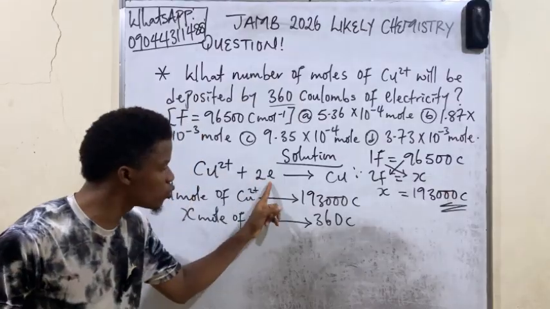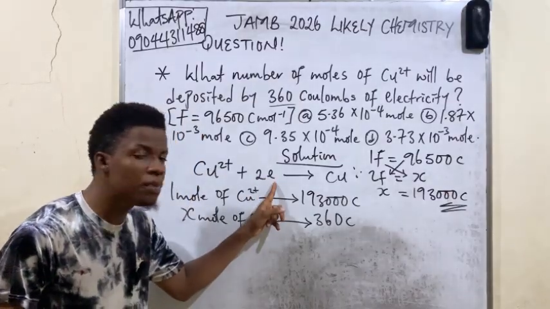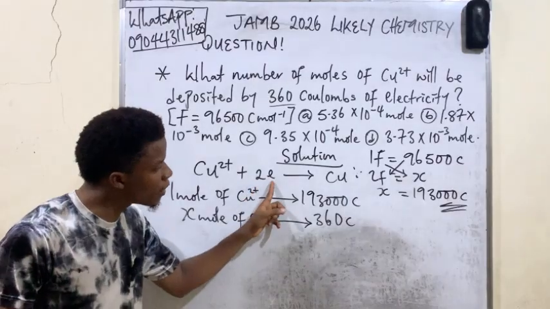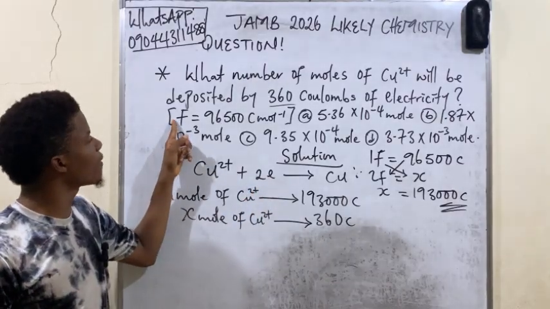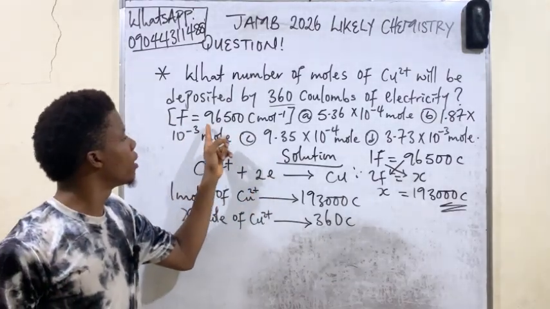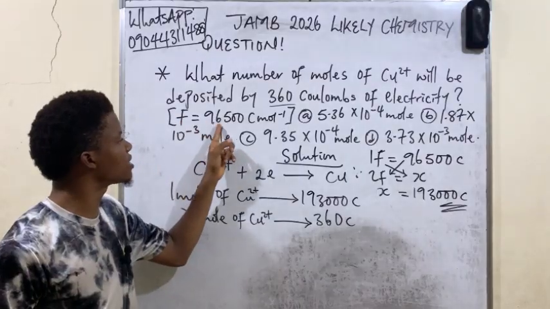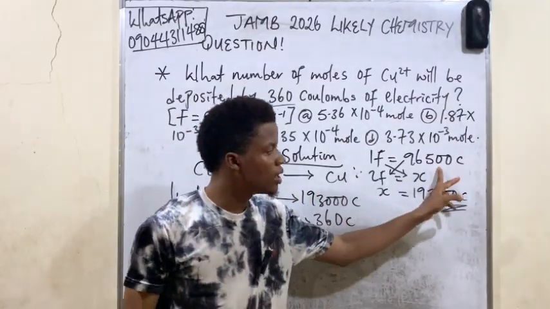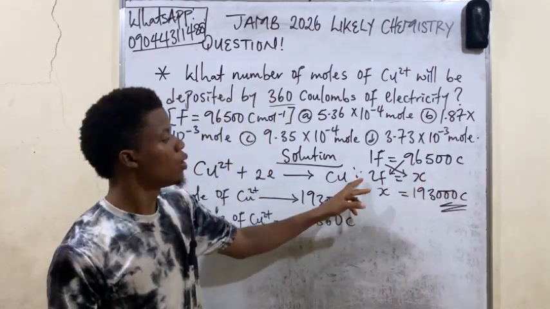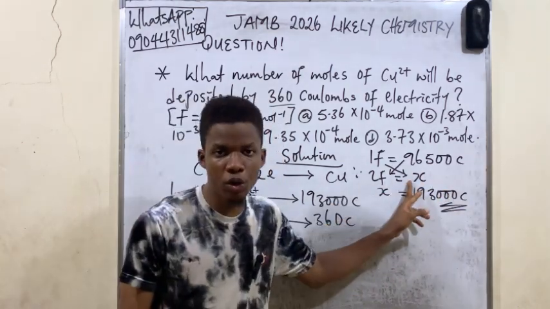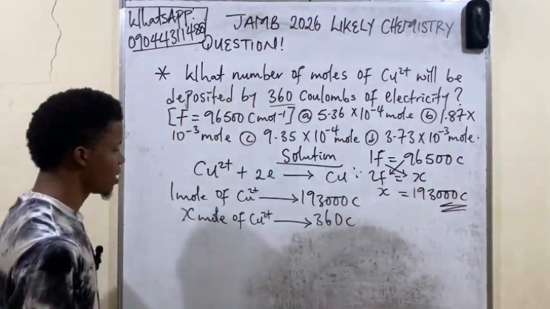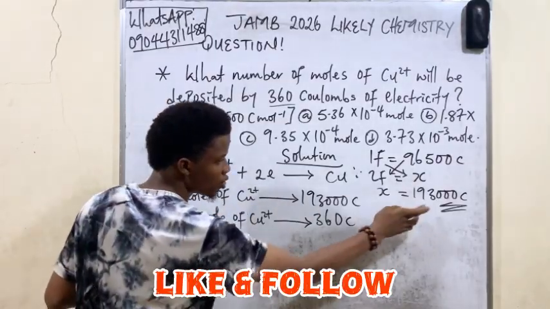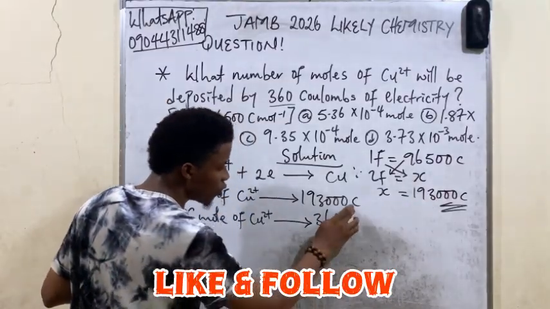We converted these 2 farad, right? These 2 electrons, and the E here stands for farad. So we converted these 2 farad. Remember, 1 farad is equal to 96,500 coulomb. Therefore, 2 farad, how many coulomb? We call it x. So we know that 1 mole of this was produced by 193,000 coulomb.